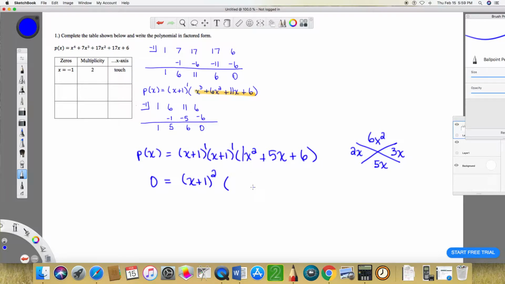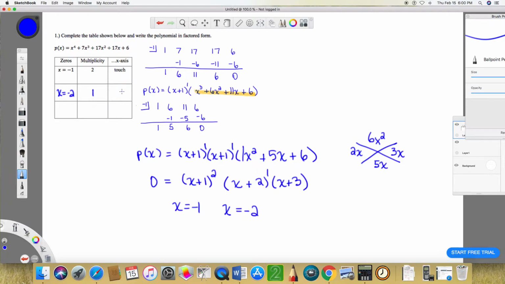Since the leading coefficient's 1, we've got our shortcut that we can just say x plus 2 times x plus 3. So from the zero product theorem, if I have a product of numbers that equals 0, then at least one of the factors must be 0. So this guy gives me that x equals -1. It has a multiplicity of 2. That's already in the table. Or -2 is a zero of multiplicity 1. So I've got x equals -2, a multiplicity of 1.